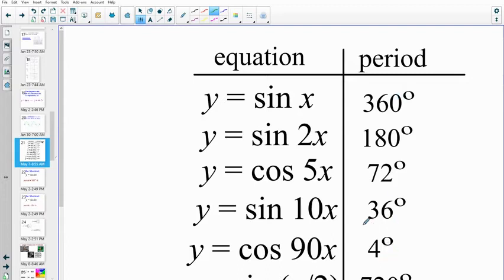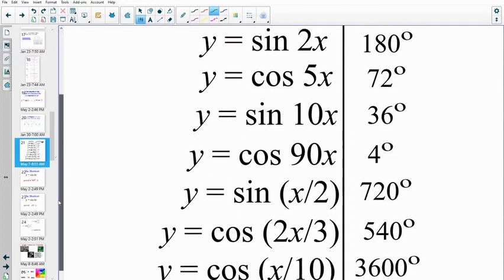And it's not just a random smallness, it's very specific. I'll put the rule up in just a moment, but we'll take 360, what our starting value is, and just divide by whatever the number is in front. If I've got cosine of 90x, 360 divided by 90 gives us 4 degrees. And so that's the period of that graph.